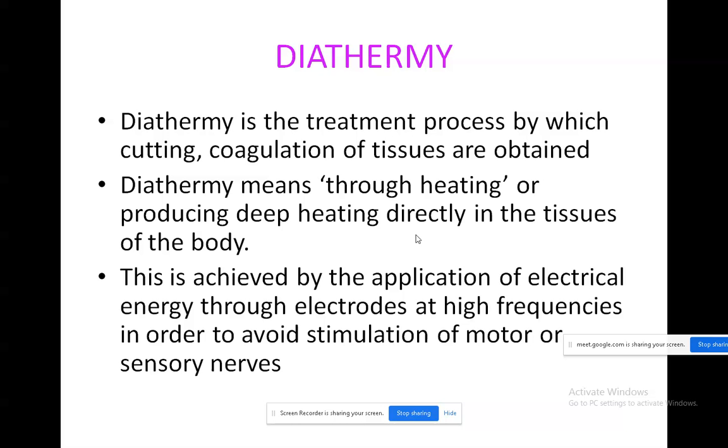Each and every part of the human body consists of nerves. So those nerves may lead to some damage, and that can be cured by applying electrical energy through the electrodes. You place the electrode at the damaged part with a high frequency, so that it is able to coagulate that damaged tissue alone by providing the electrical energy. That is nothing but heat. The electrical energy will be converted into heat.